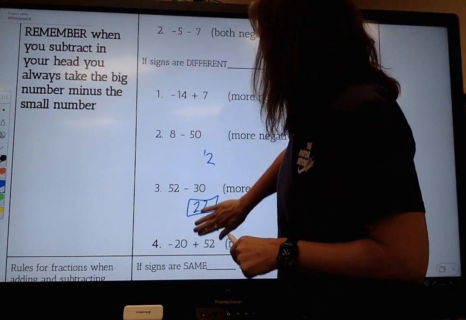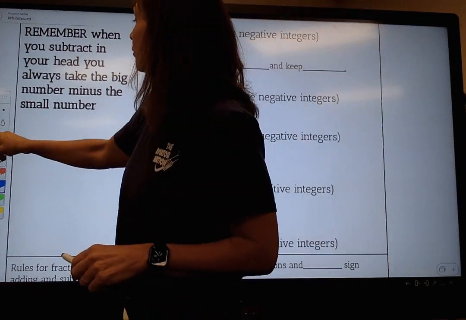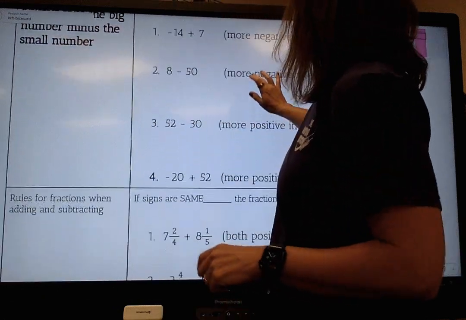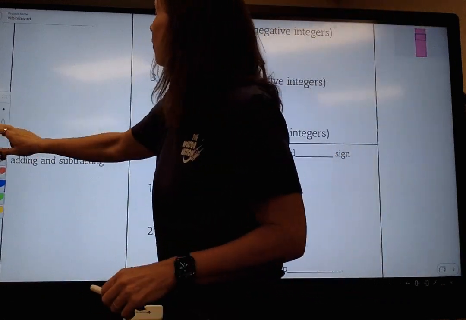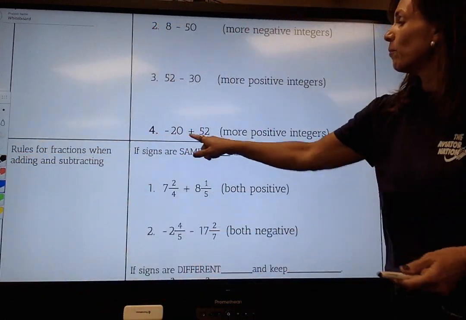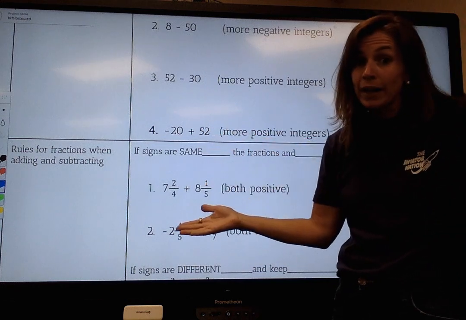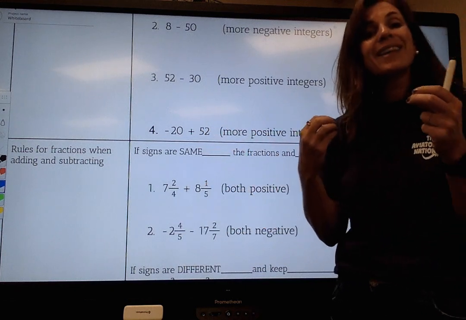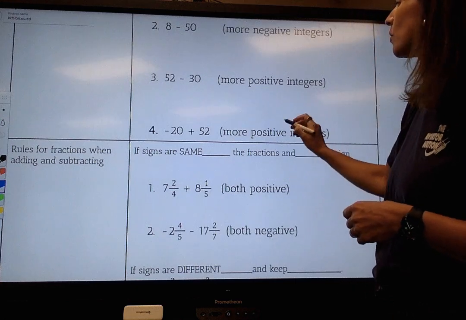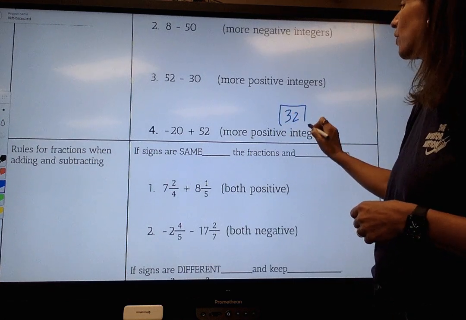All right, look at number 4 on your paper while I move this up. Now, right away, you know that you have more positive integers. So my answer is going to be positive, and now you take the difference of the two numbers. So it's going to be a positive 32.